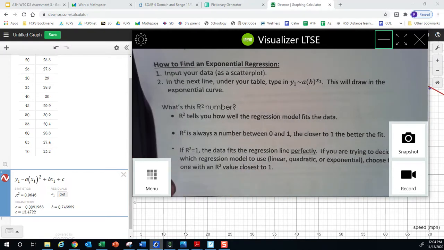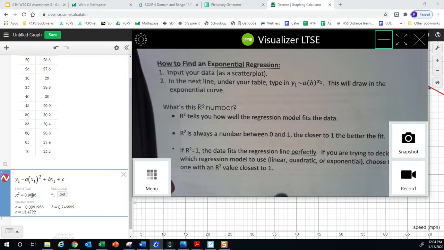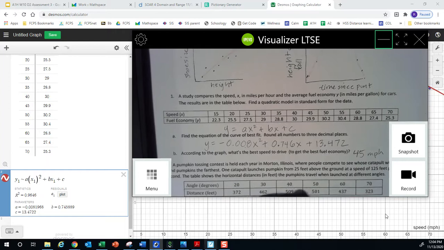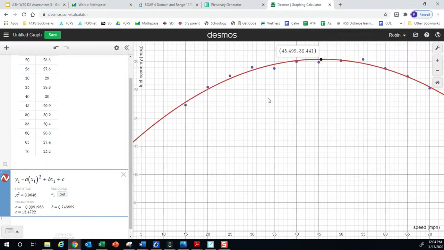When I look at my r-squared value here and see that it's 0.9646, that is really close to 1. That means the data really fits this curve. It's a very, very good fit. That's the equation that Desmos came up with. All right, we're going to try another one.